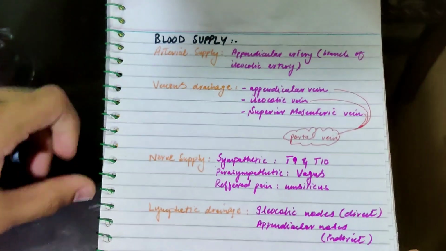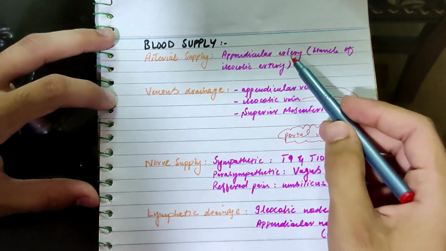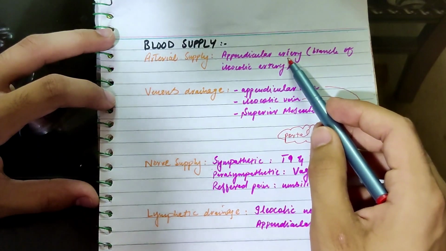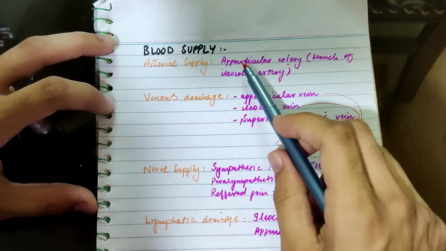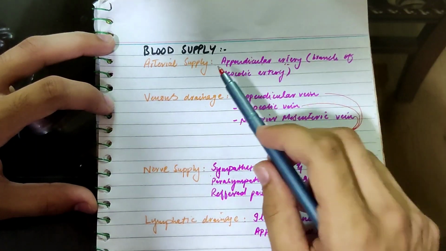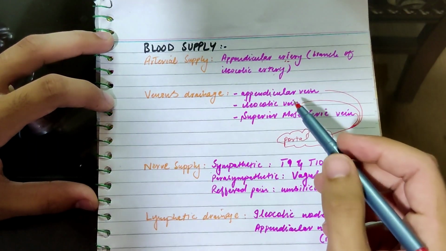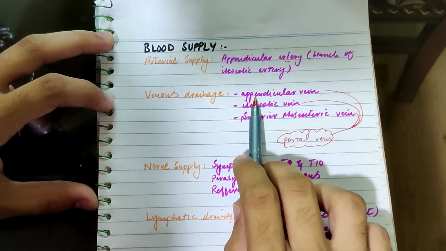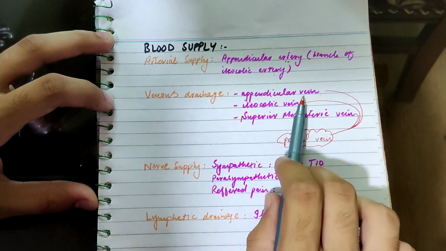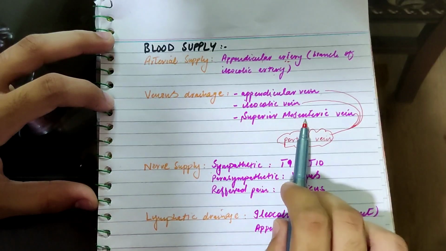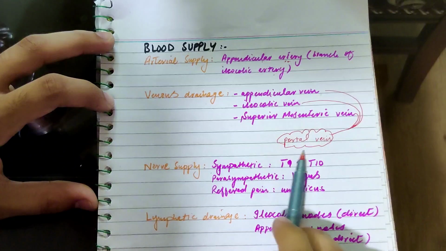Now we're going to be talking about the blood supply of our appendix. In blood supply we have the arterial supply. The appendicular artery supplies the appendix, and it is a branch of ileocolic artery. By the name we can know the appendicular artery supplies the appendix. Now we're giving the venous drainage of our appendix. Basically 3 veins are draining the appendix. These are appendicular vein, ileocolic vein, and the superior mesenteric vein finally. And in the end, these 3 veins ultimately drain in the portal vein.